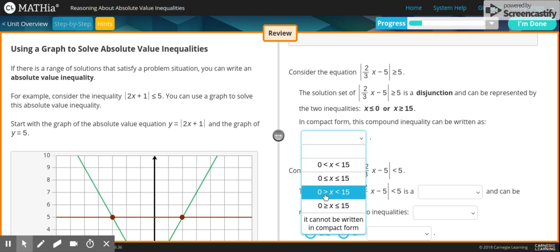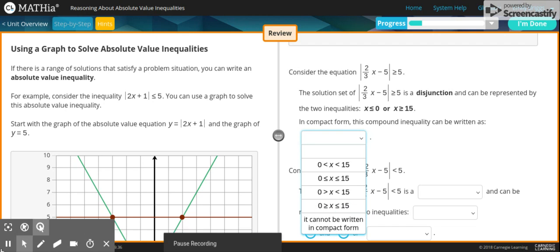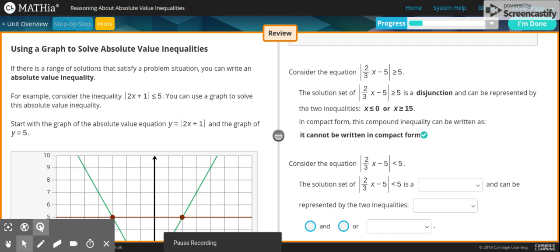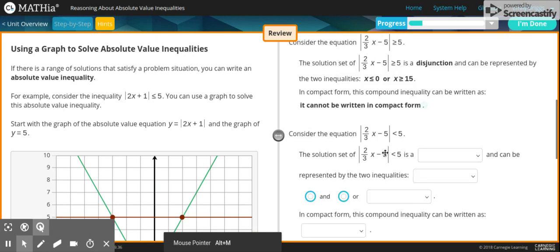0 is greater than x, or x is greater than 15, or 0 is greater than or equal to x, and x is greater than or equal to 15, or cannot be written in compact form. The answer is it cannot be written in compact form.